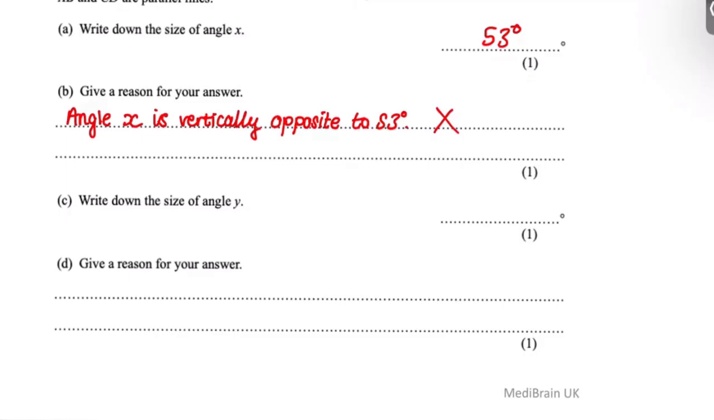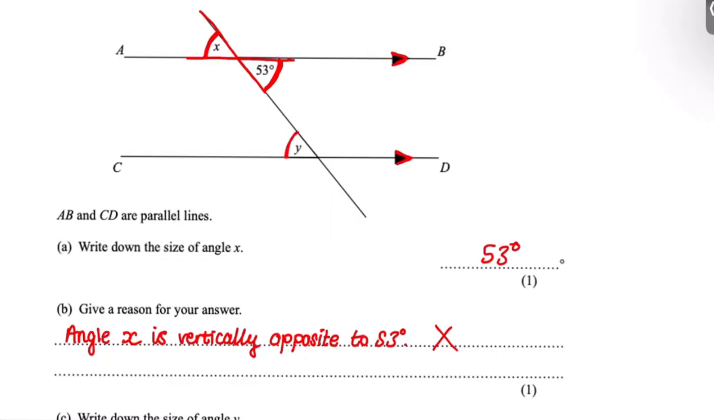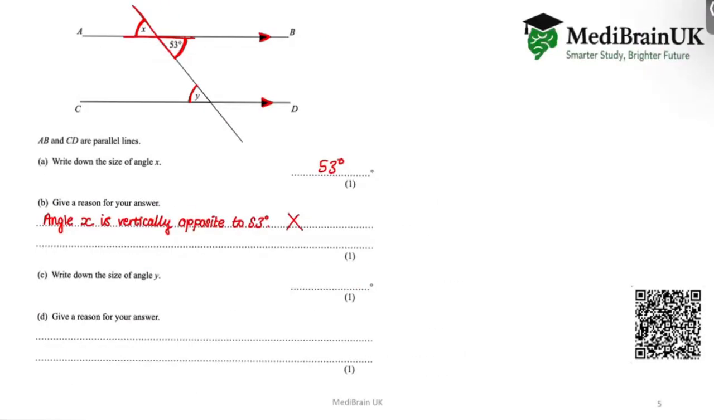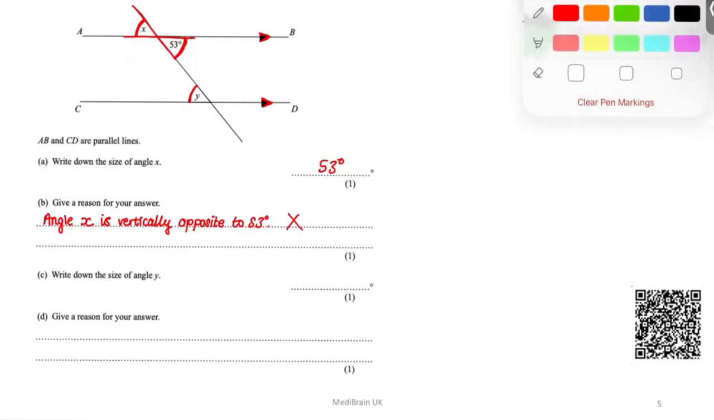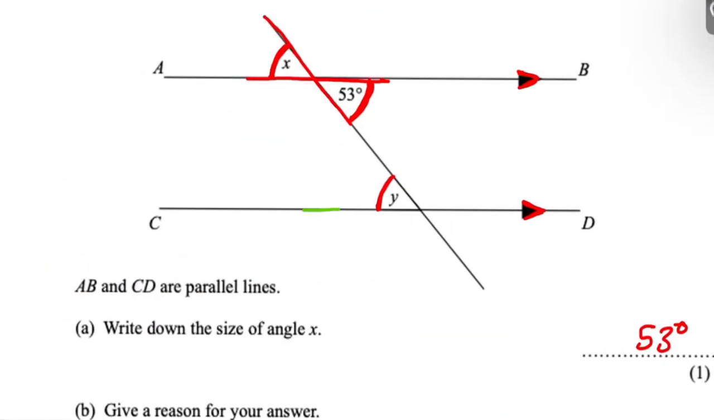Now, if we look at the next question, it says write down the size of angle Y. Okay, so writing down the size of angle Y, where is angle Y? We can see that angle Y is over here. Now, are there any shapes that we can see being formed? Okay, now there are two shapes that you should see being formed. I'll draw this in a different color. If we have a look at this over here, we can see that with angle Y, there is an F being formed. There is an upside down F, as you can see.